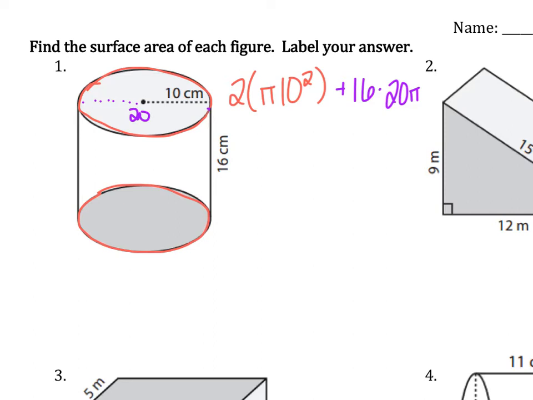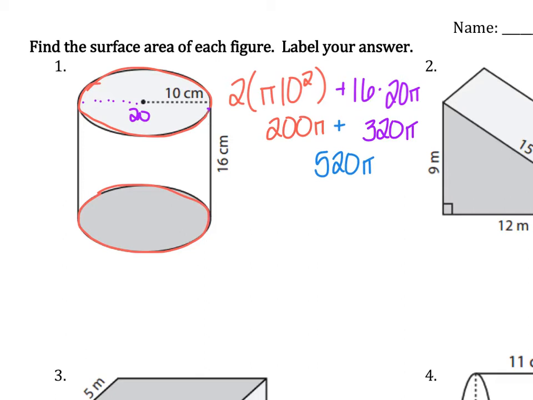So we can start with the purple, 16 times 20. 16 times 2 is 32, and because it's 20, I just add a 0 to that. So that's going to be 320 pi. Over here on the left side, 10 squared means 10 times 10, that's 100, and 100 times 2 is 200. So that'll be 200 pi. We add these together, and 200 pi plus 320 pi makes 520 pi.